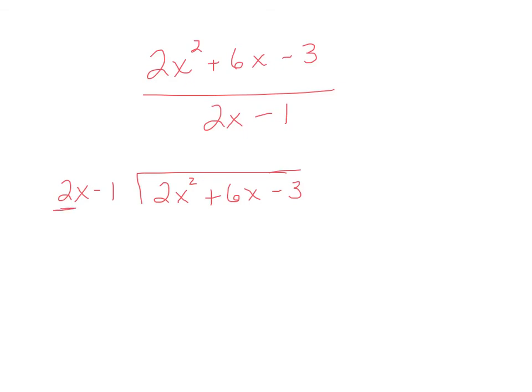I have 2x, and I'm trying to get 2x squared. I already have the 2. I just need one more x to multiply by. So I just have to multiply by x. Now you do your distributing. And that gives you 2x squared minus x.